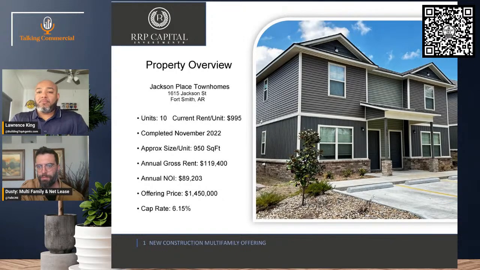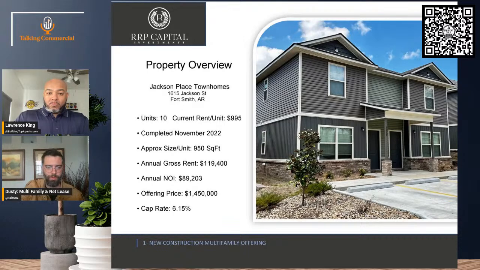I don't think I can share my screen here, but I've pulled my calculator up. And the net income for multifamily, depending on the age, should be between 32 to 46% of the gross income, the gross scheduled income. So they're saying here the gross rent is 119,400 and the net income is 89,203. Okay, so brand new building.